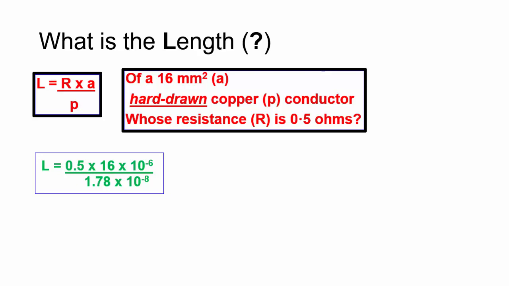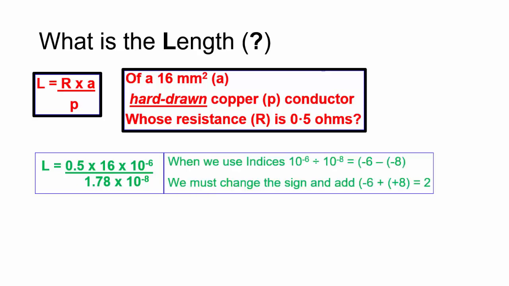Cross-sectional area, 16 millimeters, which we take as 16 times 10 to the minus 6. Hard drawn copper, 1.78 times 10 to the minus 8. And the resistance is given to us as 0.5 ohms.